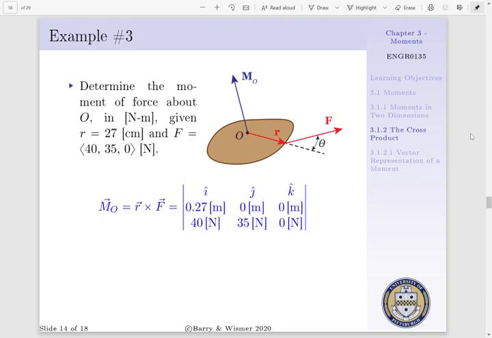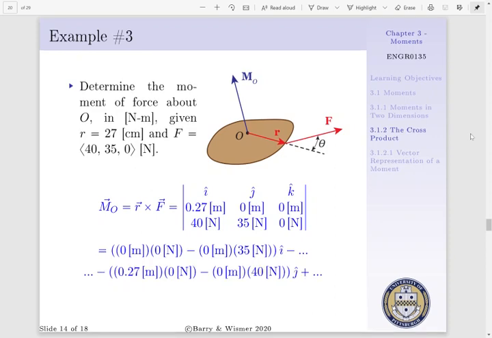Now to evaluate this, we are first going to determine the determinant of our 2x2 array in our i hat direction, where we'd have 0 meters times 0 newtons minus 0 meters times 35 newtons in the i hat direction. That is, we have no moment existing in the x direction, less the moment existing in our j hat direction, where we'd have 0.27 meters times 0 newtons minus 0 meters times 40 newtons. In the j hat direction, we don't have a moment existing.